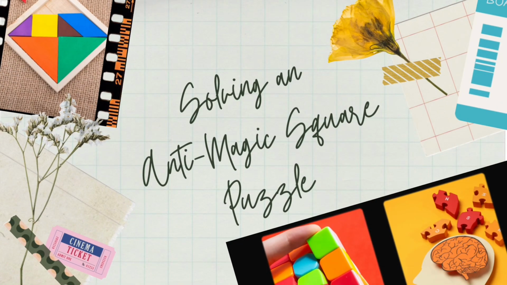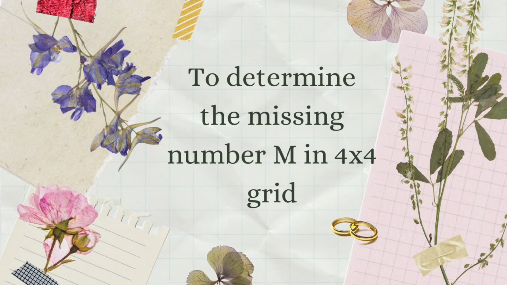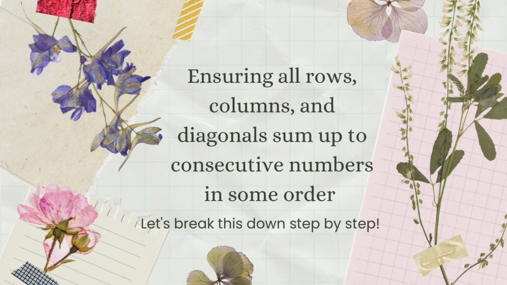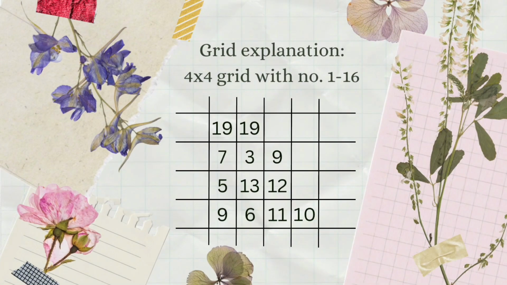Hello everyone, in this video, we'll be solving an anti-magic square problem where we need to determine the missing number m in a 4x4 grid while ensuring that all rows, columns, and diagonals sum up to consecutive numbers in some order. Let's now break this problem down step by step.